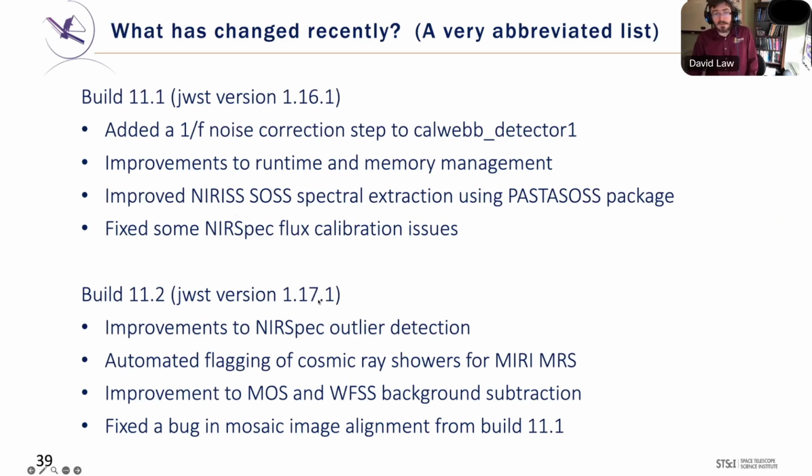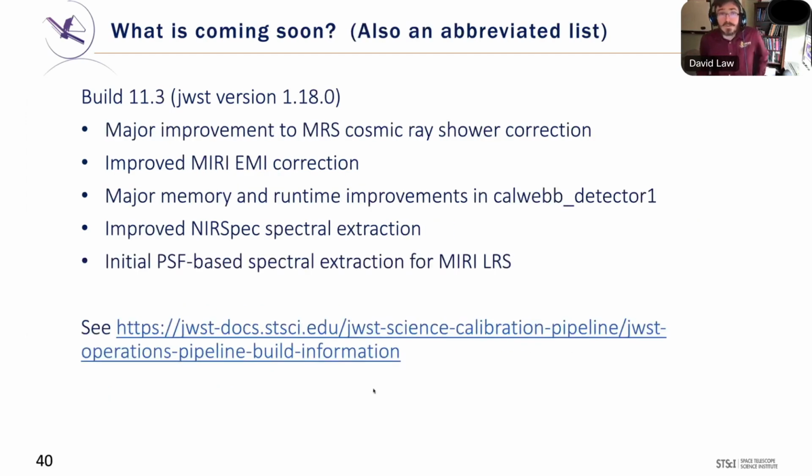Likewise for 11.2, this one, 11.2, is the latest one that we're just now installing into MAST. This is what we're using to now process all of the data that you would find out of the MAST archive, where we've made a number of improvements, things like NIRSpec outlier detection. We're working on NIRSpec MOS and wide field slitless data, and fixing a variety of bugs that occurred in the pipeline. Things to look for soon.